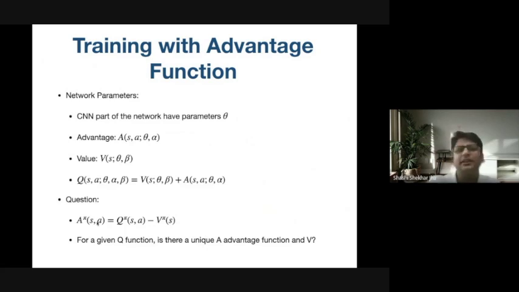Because the rest remains the same. They also said, let's use a CNN network. We will create a network for the advantage function and put the parameter alpha. We'll create another network for the value function and put the parameter beta. And now you have your Q function, with theta, alpha, and beta parameters, where the value function and advantage function are simply summed up. But since we have to learn these parameters, the trouble came because if the parameters are not unique for the value function and advantage function, and a lot of parameter settings can result in the same Q value, then how do you learn?